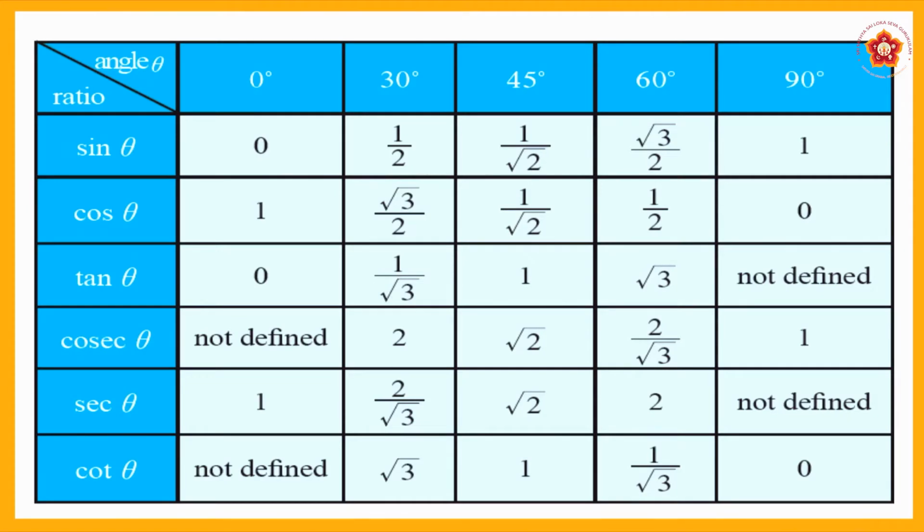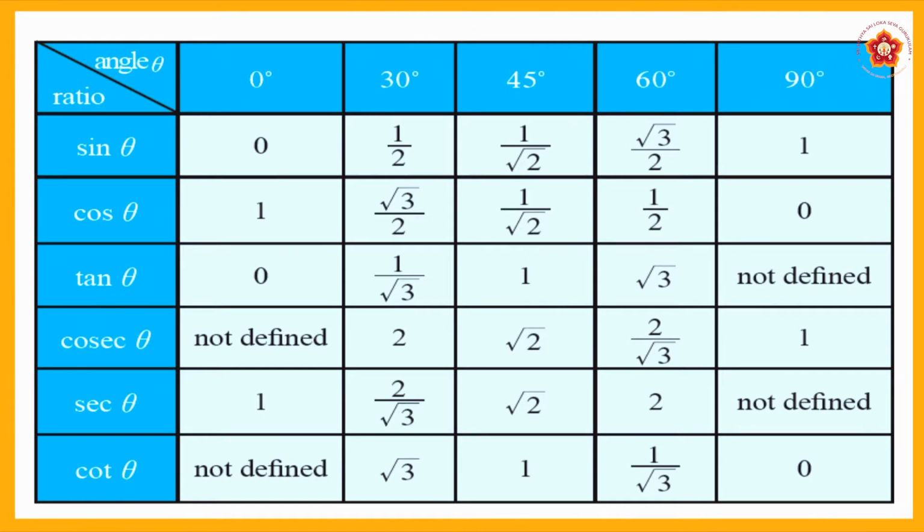Theta: 0 degree, 30 degree, 45 degree, 60 degree and 90 degree. You already know this. Now I am going to define sin theta for different angles. Sin 0 will be 0 when theta is 0, sin 30 degree is 1 by 2, sin 45 degree is 1 by root 2, sin 60 degree is root 3 by 2, and sin 90 degree is 1.